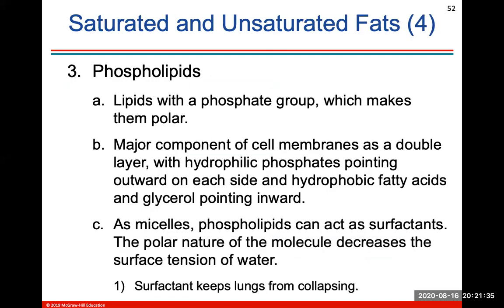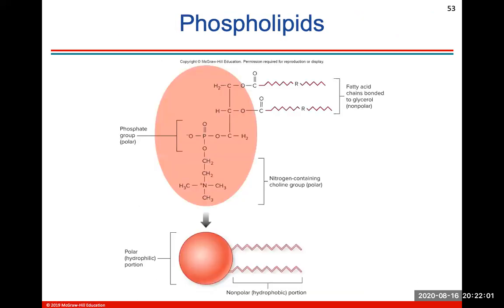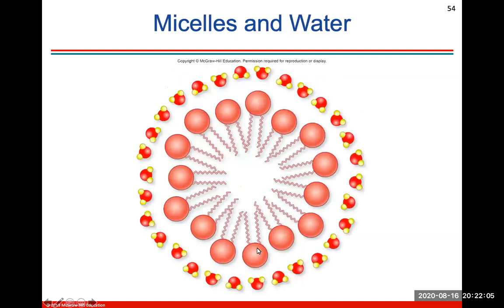More on phospholipids. I'll let you guys read through here. Phospholipids are lipids with a phosphate group, which makes them polar, and they're a major component of cell membranes as a double layer with their hydrophilic phosphates pointing outward on each side and hydrophobic fatty acids and glycerol pointing inward. That might be a quiz or a test question coming up about phospholipids. So you can see their hydrophilic head and hydrophobic tail.